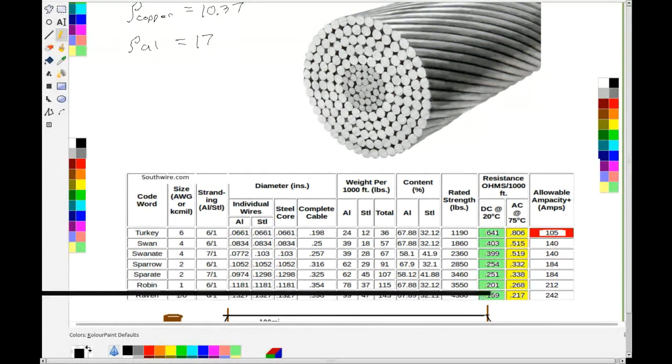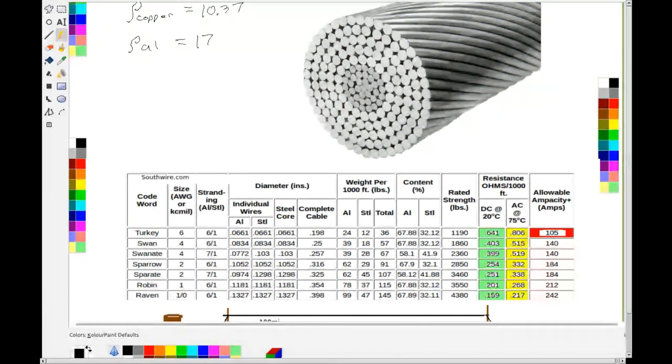And for AC, they're not actually telling us what frequency that is, but this is a transmission line. So here in the United States, 60 hertz is the frequency. If you actually increased your frequency, that skin effect has more effect, and the resistance would actually go up more. But they're giving us here AC at 75 degrees Celsius, which is actually really hot, right? Because this is Celsius.